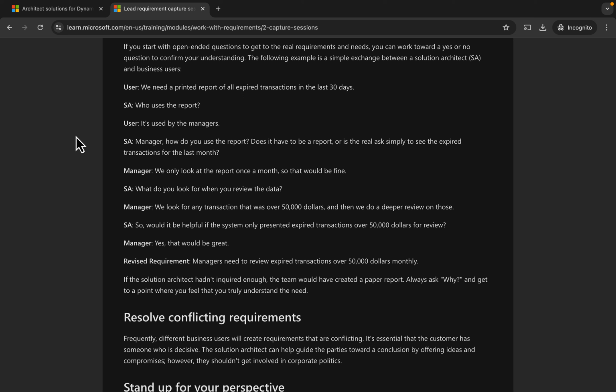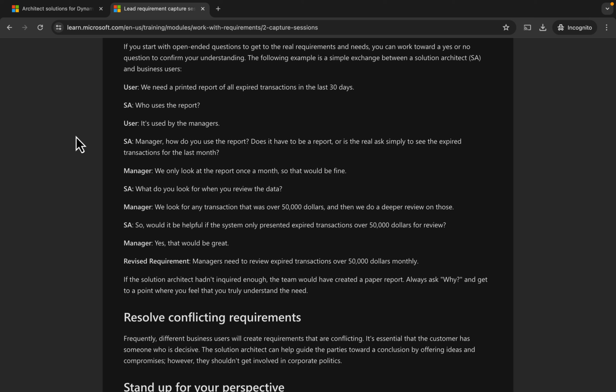Manager: We only look at the report once a month, so that would be fine. SA: What do you look for when you review the data? Manager: We look for any transaction that was over $50,000, and then we do a deeper review on those. SA: So would it be helpful if the system only presented expired transactions over $50,000 for review? Manager: Yes, that would be great.